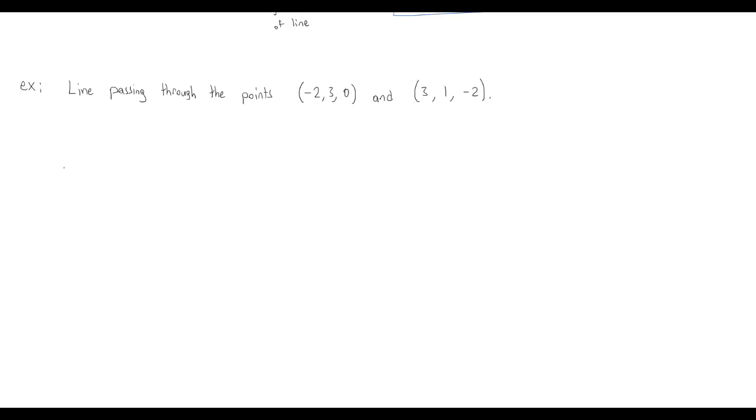All right. So we have 2 points, and so of course between any 2 points there should be a line connecting the 2 of them. And we want to find a parametrization of this line, as well as the parametric equations, as well as the symmetric equations.